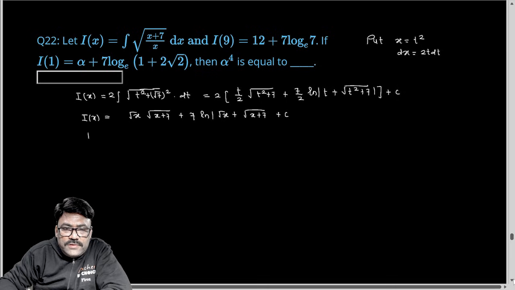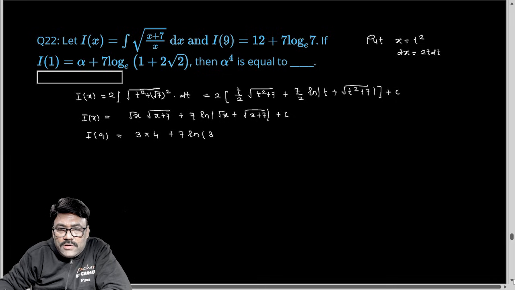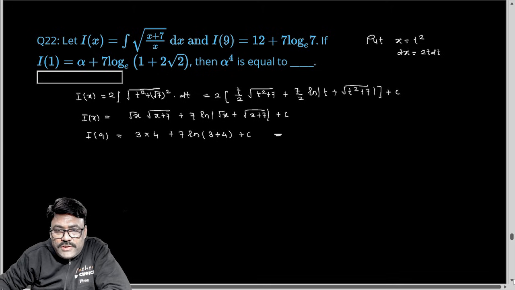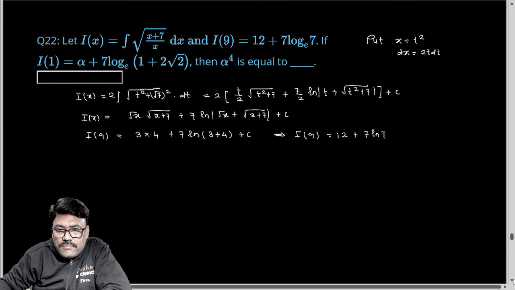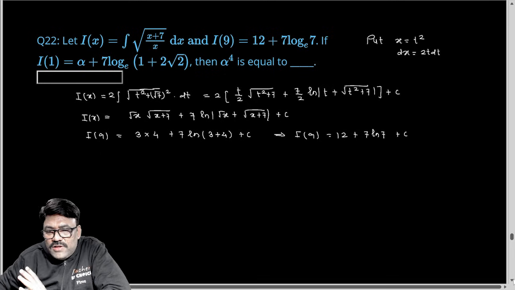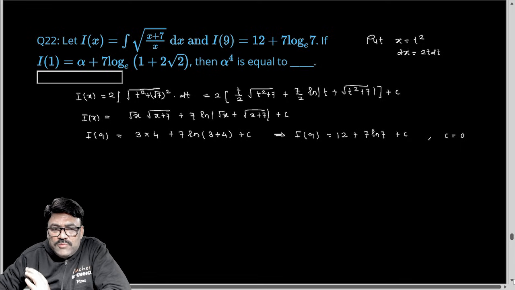Now let's calculate I9. So I9 is root 9, which is 3, root 16, which is 4, 7 times log mod root 9, which is 3, and root 16, which is 4, plus c. So I9 is 12 plus 7 log 7 plus c, and this is given as 12 plus 7 log 7, hence c must be 0.